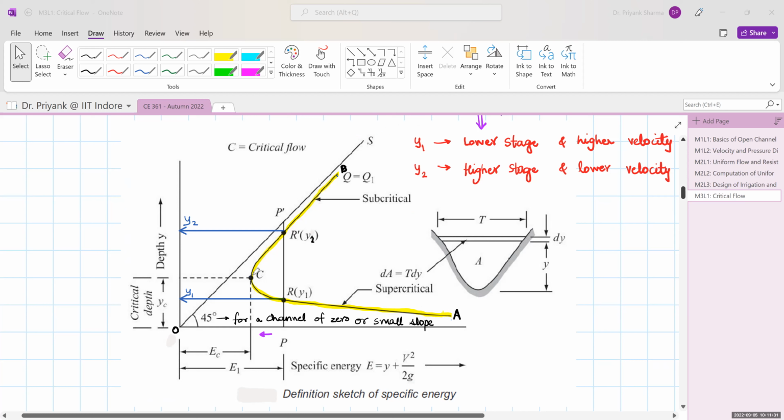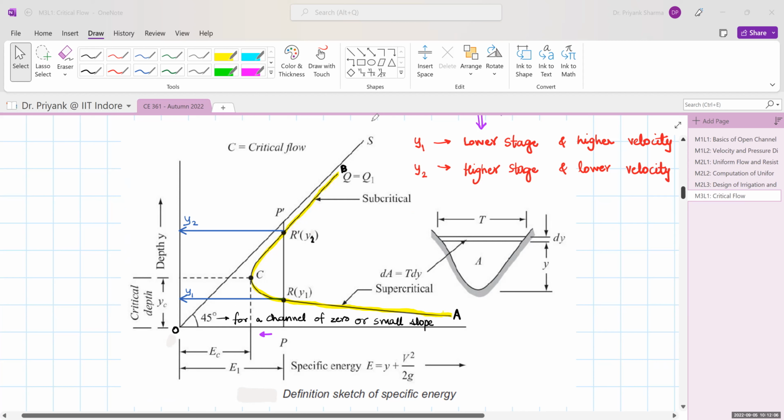So this CB limb is rising upwards and it is asymptotic to a line drawn at 45 degrees, that is line OS. So it is asymptotic. It will never touch that line, but it will be very close to that line. Similarly, the other limb CA is gradually declining and it will be asymptotic to the horizontal axis. Now remember, this 45-degree line is valid for a channel of zero or small slope only. Then only this intercept will be at 45 degrees.